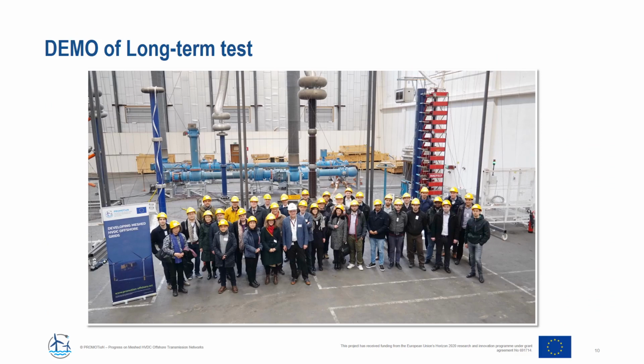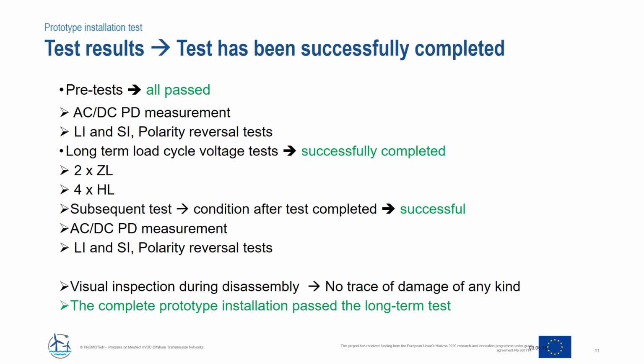On many occasions, people are invited to see the test when the test object is live or under stress. It was one of the purposes of promotion to show the different stakeholders what's going on. And this photo was taken when a lot of people were invited to take part in a demonstration of HVDC GIS. Well, a bit about test results. All the different stages of testing, the pre-test, the blocks of load tests, and subsequent tests have been successfully completed.